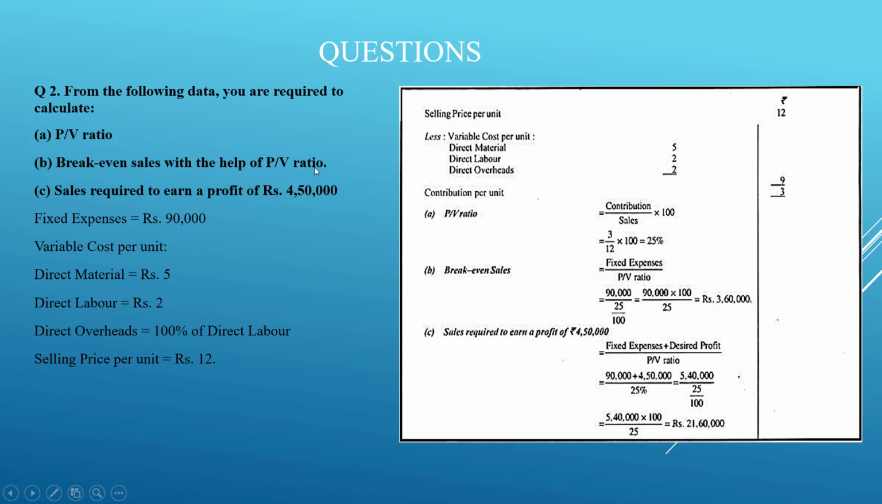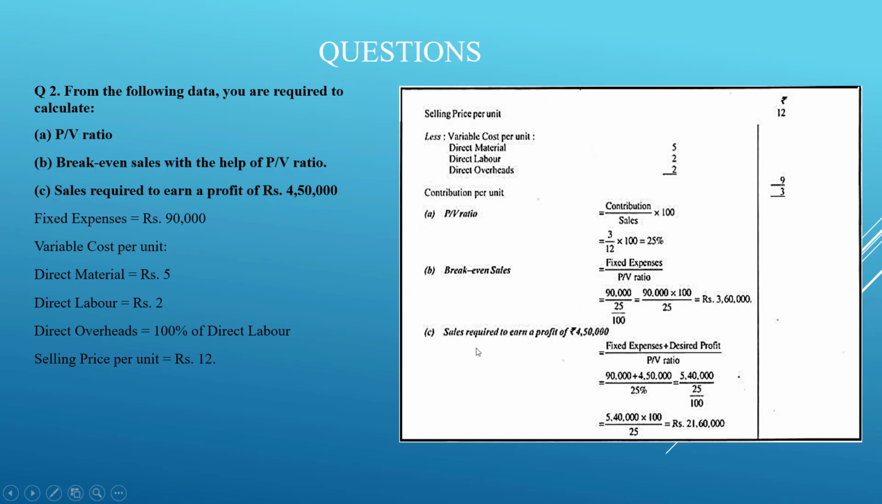Now break-even sales with the help of PV ratio, they are saying. With the help of PV ratio, if it is said, that means you have to calculate break-even point in rupees, not in units. Okay. Now break-even sales is fixed expenses divided by PV ratio. Now fixed expenses is how much in the question? 90,000 rupees, right? So 90,000 divided by PV ratio. What was the PV ratio percentage? 25%, right? So we write here 25 divided by 100. But when you calculate it, it will become 90,000 into 100 divided by 25. Once you calculate, the value is rupees 3,60,000. Okay. But if it is given in the question as break-even in units, then you have to use the other formula for calculating in units.